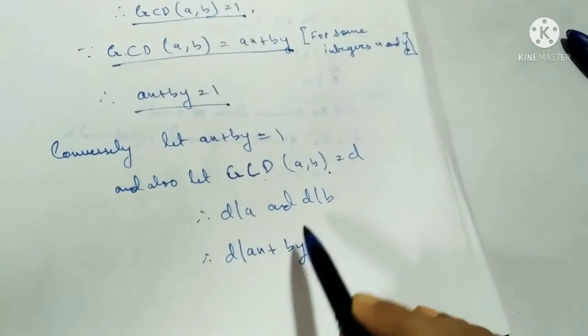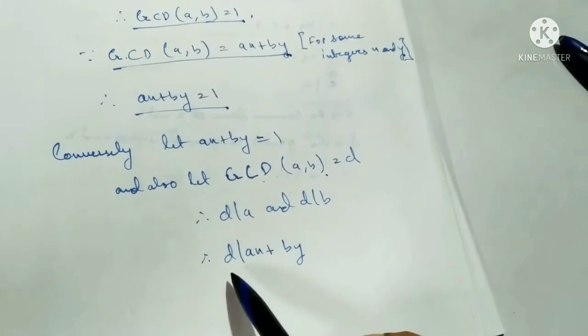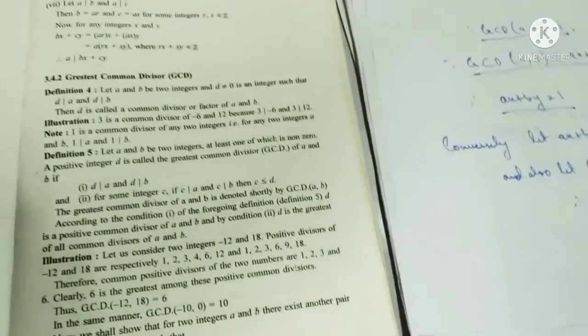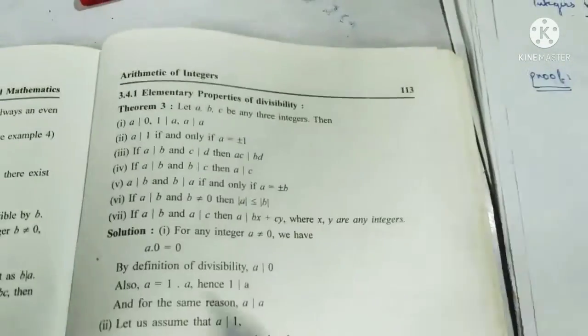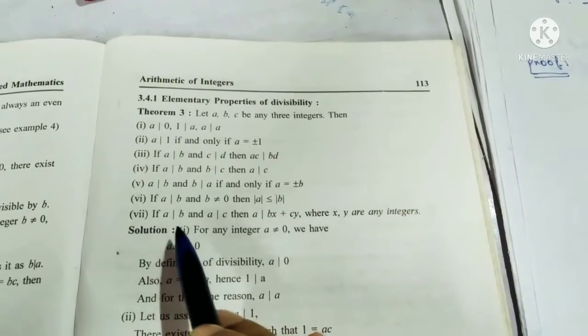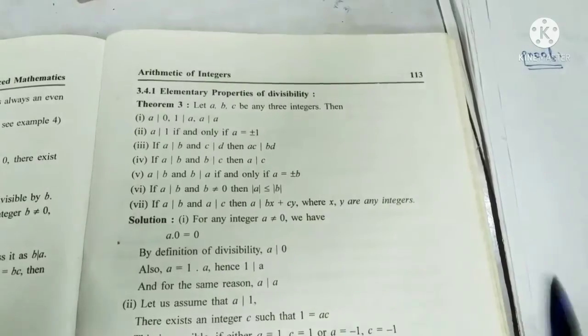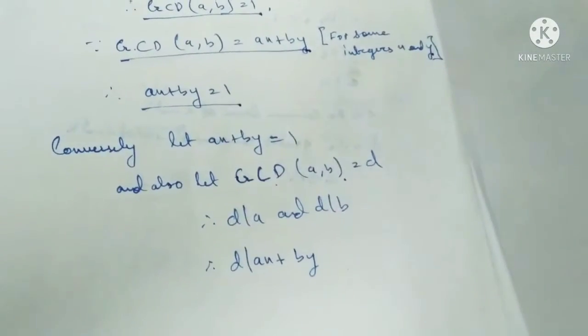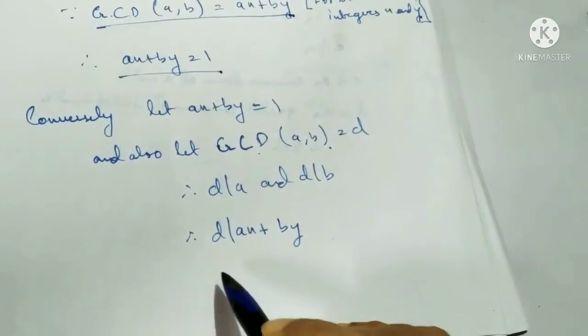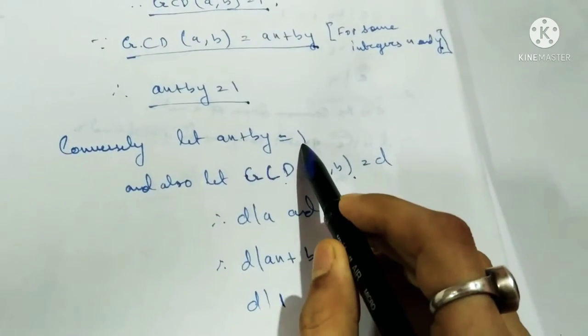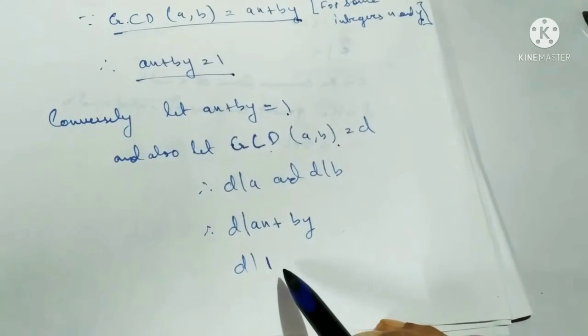AX plus BY: since D divides A and D divides B, I am saying that D divides AX plus BY. This I am getting from theorem 3 number 7: if A divides B and A divides C, then A divides BX plus CY, where X and Y are some integers. So now I can say that D divides 1, because AX plus BY is 1, which I have taken.